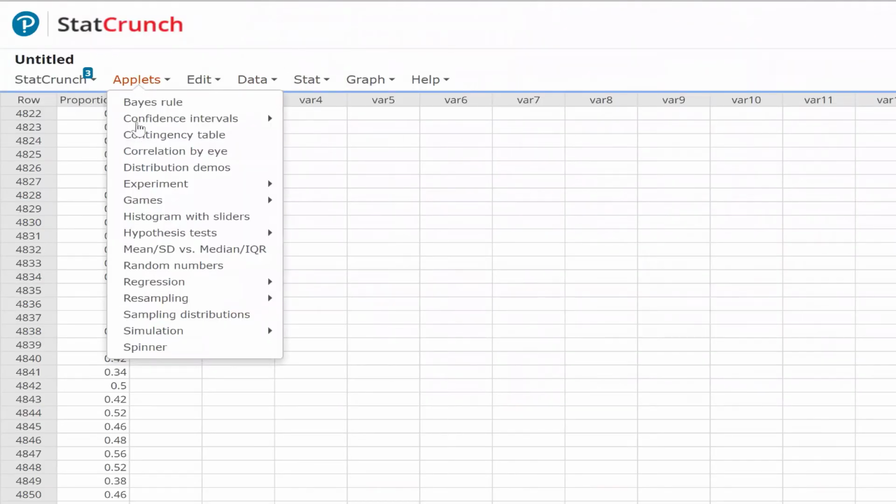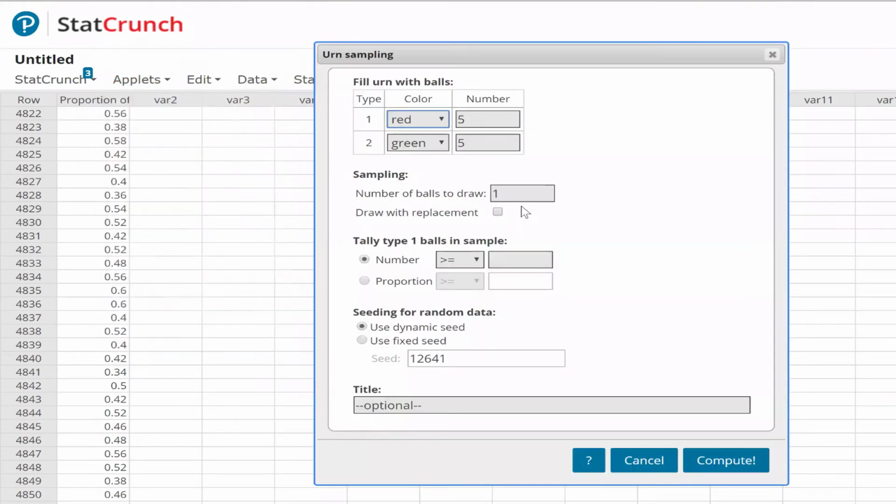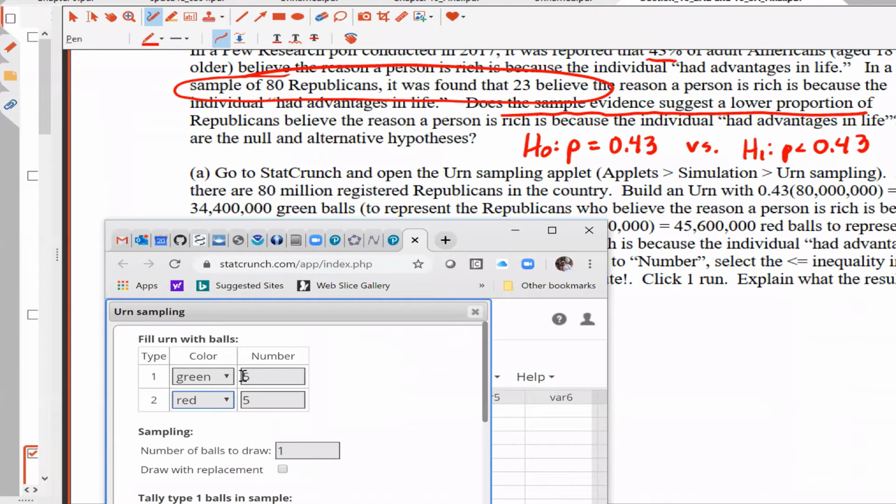So we're going to go applets, simulation, urn sampling. I have green balls and I have the red ones. I want the urn applet to have 34,400,000 green balls. Those are the Republicans that believe a person is rich because they had advantages in life. And then 45,600,000 red balls. Those are the Republicans who do not believe that a person is rich because they had advantages in life.